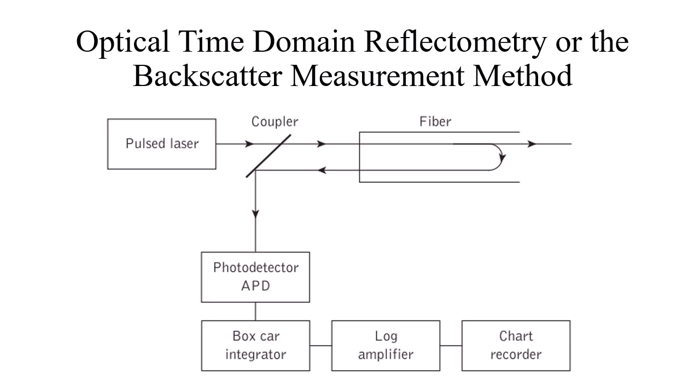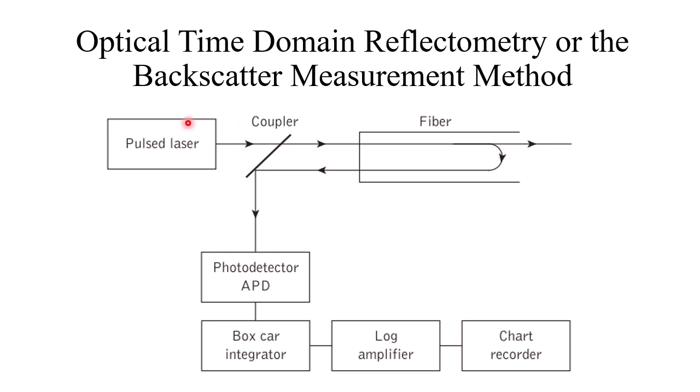Optical time domain reflectometry, or the backscatter measurement method. First of all, we have a long length of fiber, and this part is the optical time domain reflectometer, through which we can measure using the backscatter method. We measure different parameters associated with the optical link.